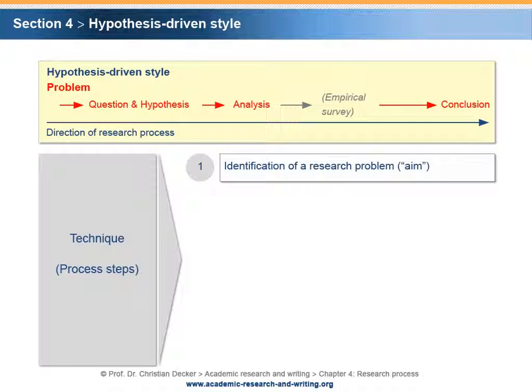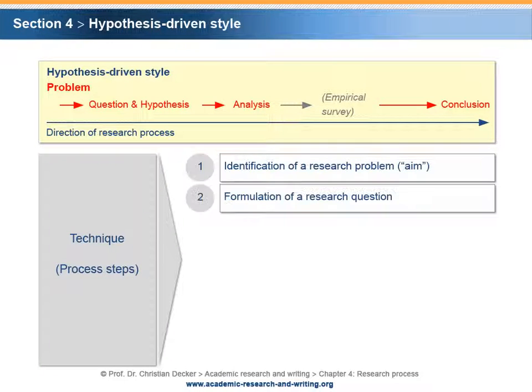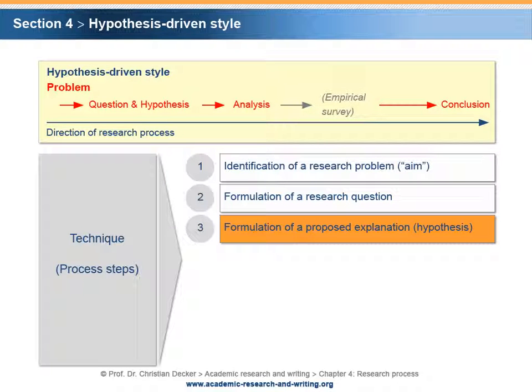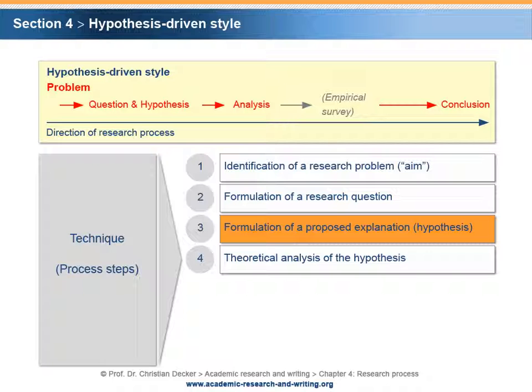First, a research problem has to be identified. In a second step, a research question has to be derived from the topic and formulated for the analysis to be undertaken. Simultaneously, or shortly after having formulated the research question, a research hypothesis would be formulated. Thereafter, in the fourth step, the theoretical analysis of the hypothesis will take place.